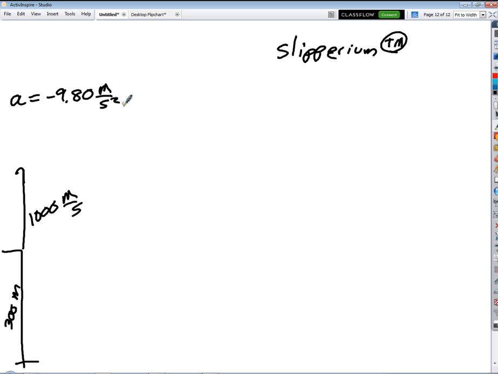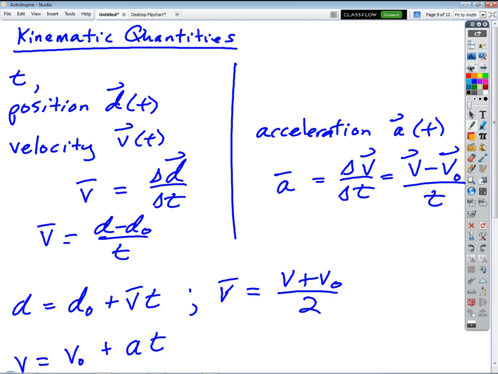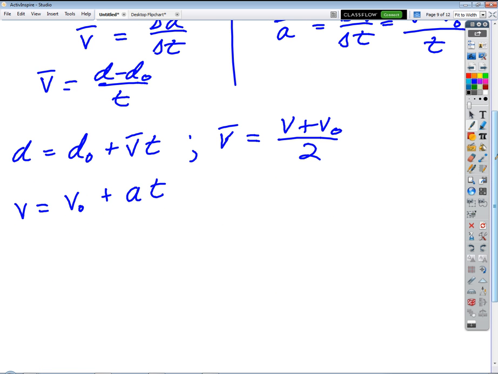Okay, that's going to require a different equation, right? Because this time we don't have enough information to find a time from when this thing gets to the ground level. Okay, so we need something else. We're going to add another equation to our list. Here's the equation we get to add.